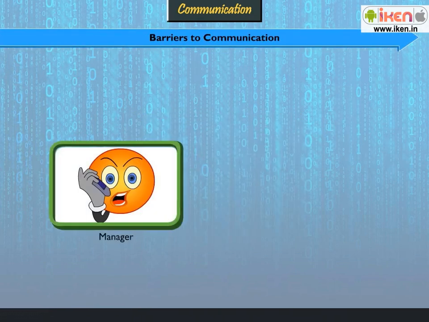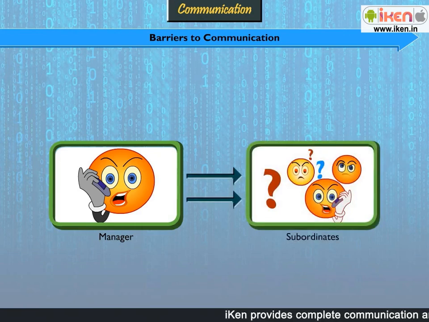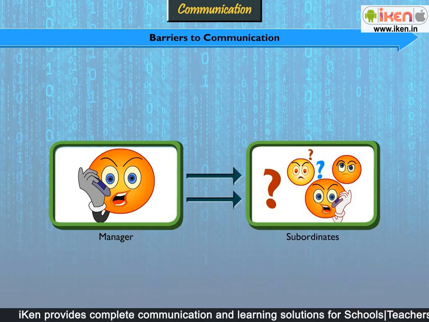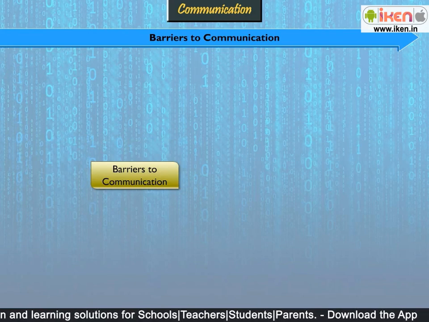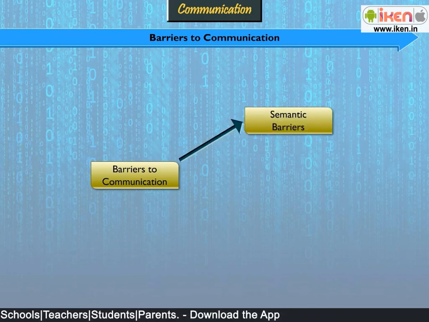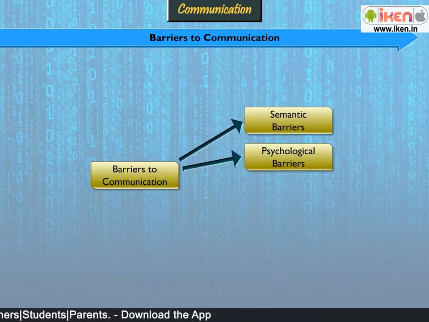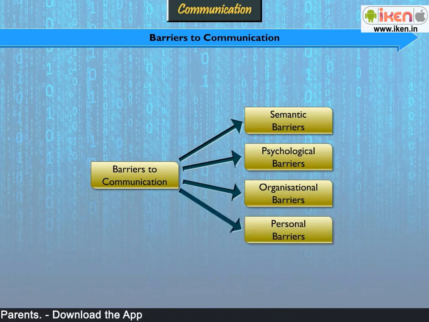Barriers to communication. A manager may face several problems if the message sent by him is not interpreted correctly by his subordinates. There may be several barriers which interrupt the flow of communication from sender to receiver, thus making communication ineffective. The barriers to communication in the organizations can be broadly grouped as semantic barriers, psychological barriers, organizational barriers, personal barriers.